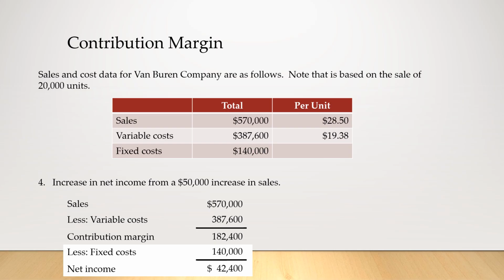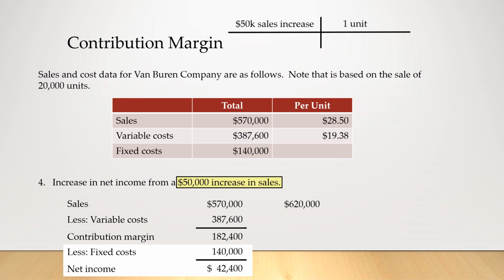How would these figures change if sales were increased by $50,000 to $620,000? Before we go any further, we need to figure out how many more units we sold if we're going to figure out the changes of the rest of these items. If sales revenue goes up by $50,000 and each unit is sold for $28.50, units sold increased by 1,754.39 units. A company cannot really make 39% of a sale, but that's the way the problem was written, so let's just go with it.